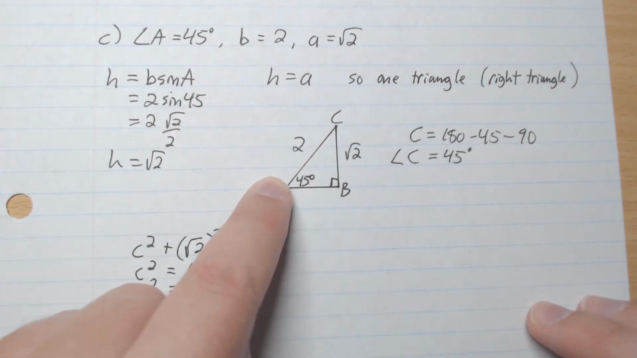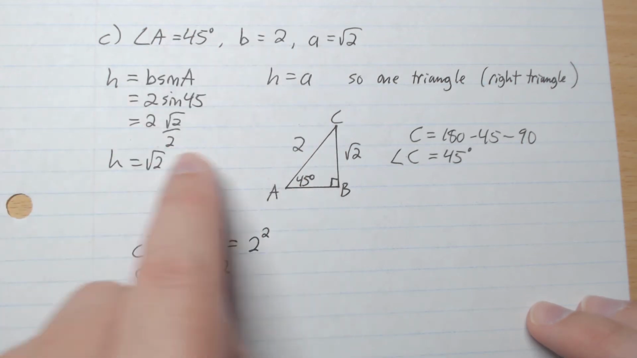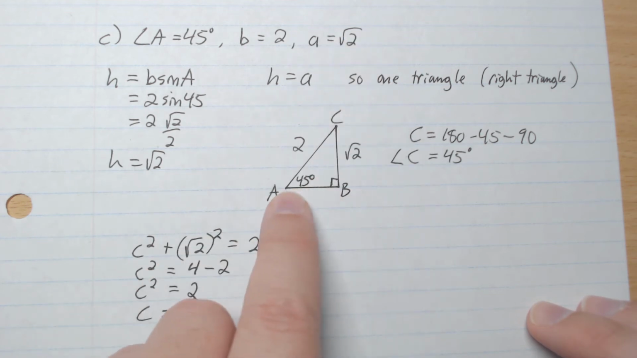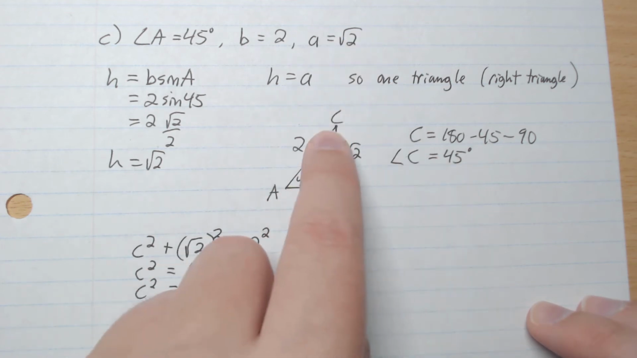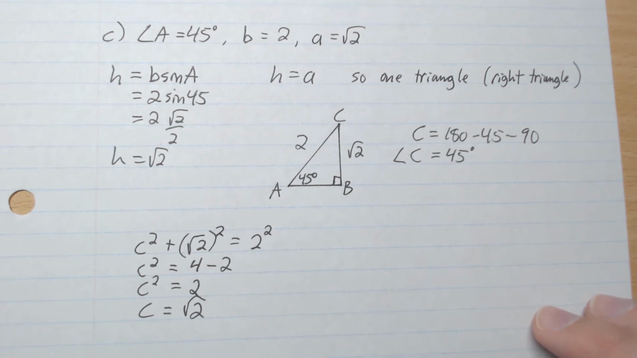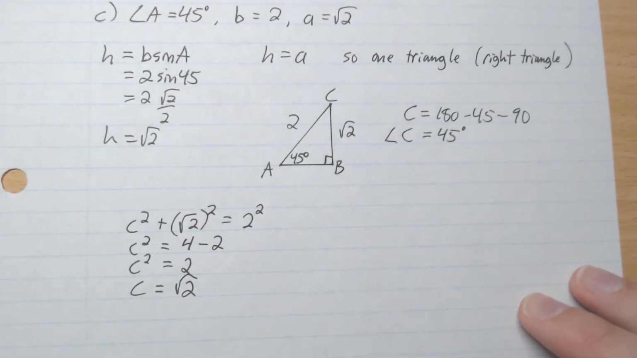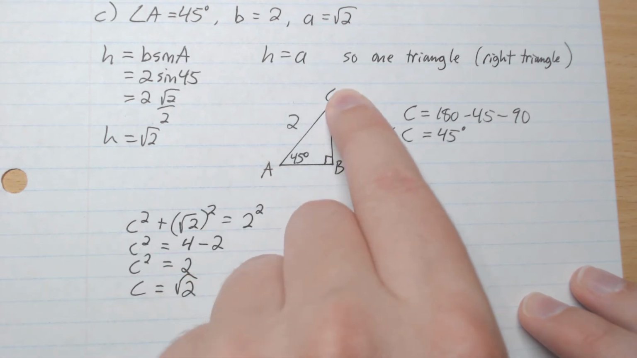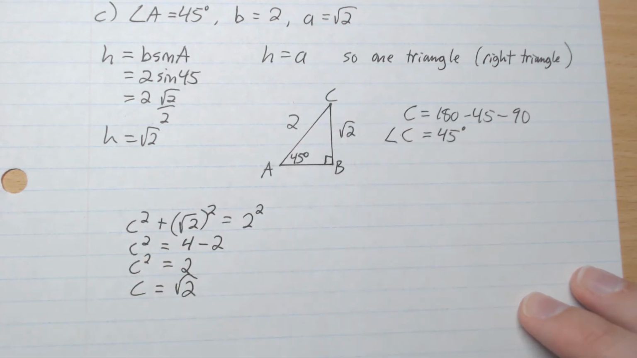So B is given, 45 is given, and H is root 2, or A is root 2. So we have 90, 45, and the other angle is 45, like that. We're going to use the Pythagorean theorem. So we notice that side c squared plus root 2 squared equals 2 squared. This gives c equals root 2.